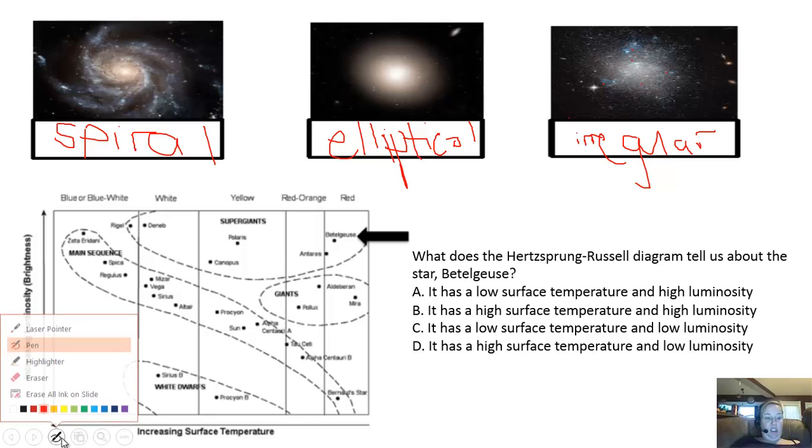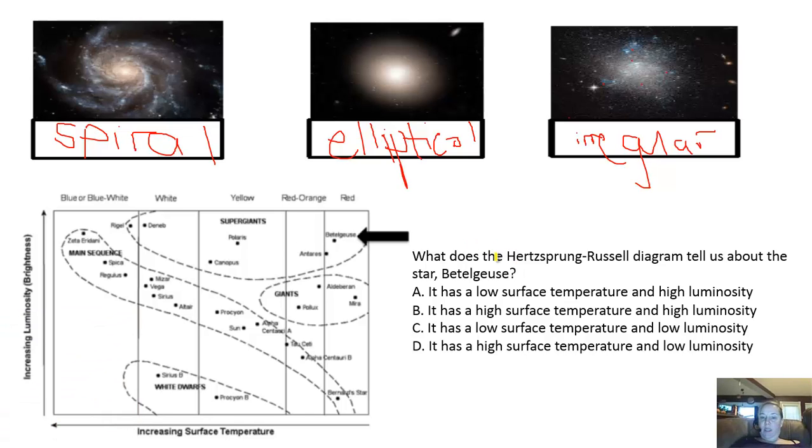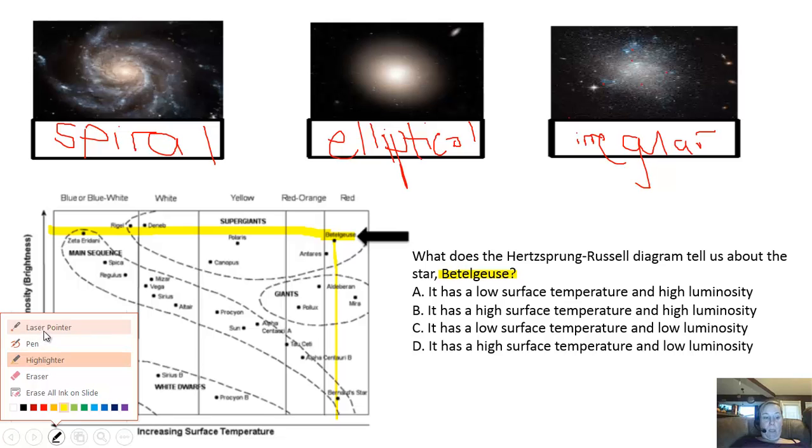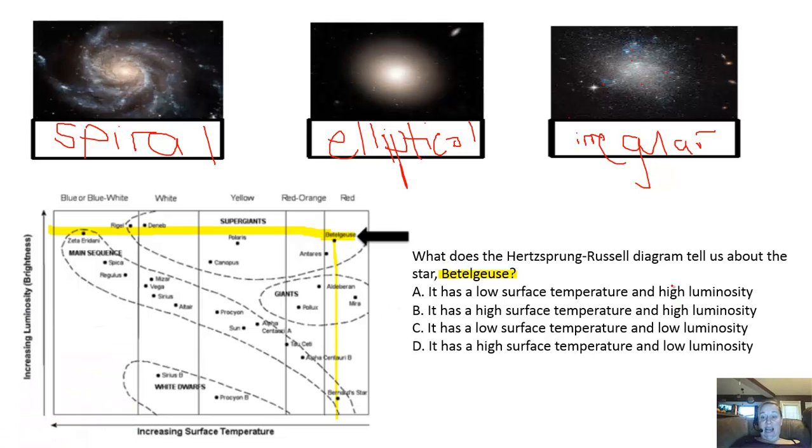Okay, let's look at this practice question. What does the HR diagram tell us about the star Betelgeuse? Although I don't think that's how it's really pronounced. But here it is right here. Well, I know that it's very high on luminosity, on brightness, but it's not as high on temperature. So it's bright, so it has a high luminosity, so that checks and that checks.